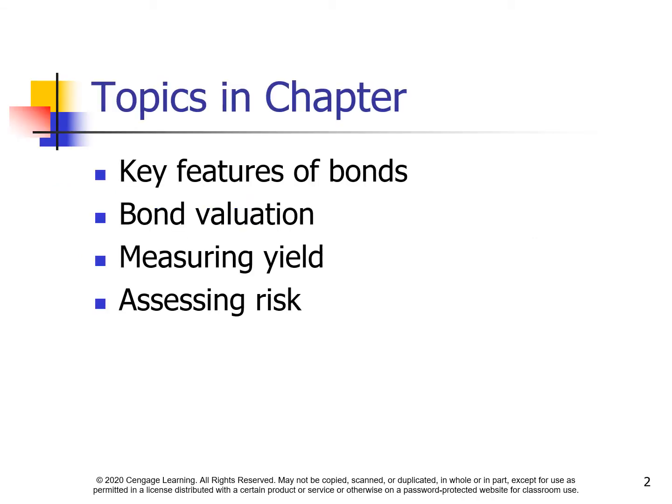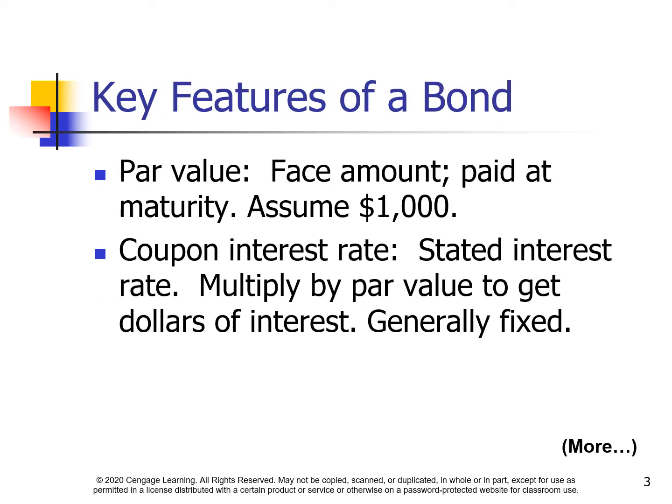The topics in this chapter include key features of bonds, bond valuation, measuring yield, and assessing risk. The key features of a bond include par value, which is also called face amount paid at maturity. Assume $1,000. Coupon interest rate, stated interest rate, multiplied by par value to get dollars of interest, generally fixed.